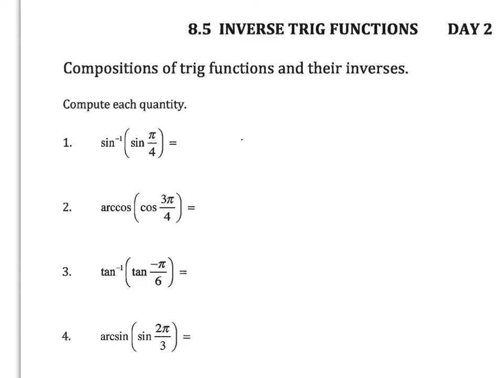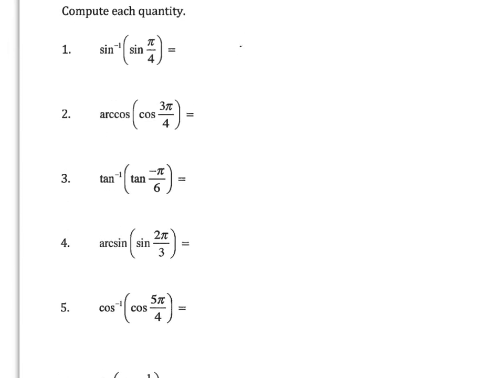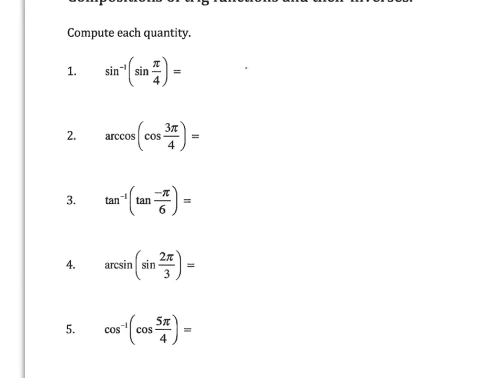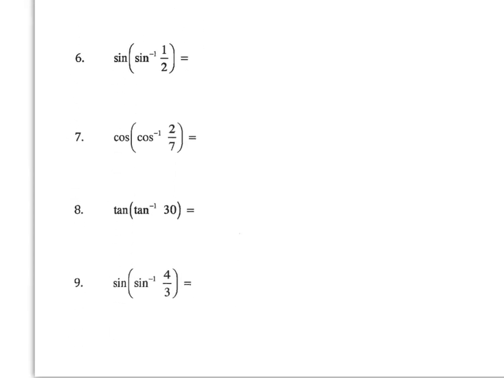Okay, to start, numbers 1 through 5 have the inverse on the outside of the parentheses, and numbers 6 through 9 have the inverse on the inside of the parentheses.